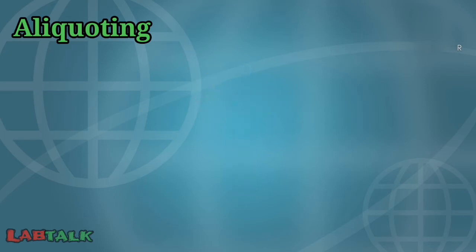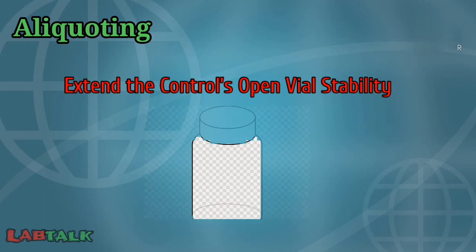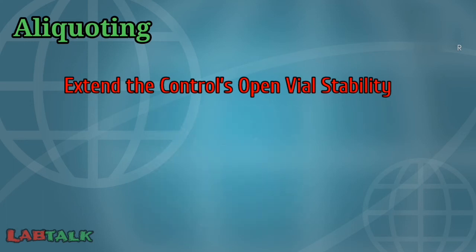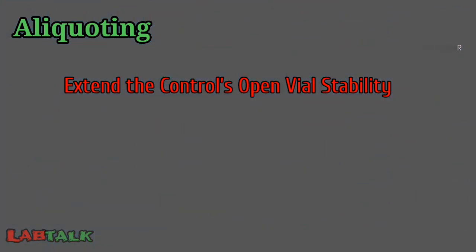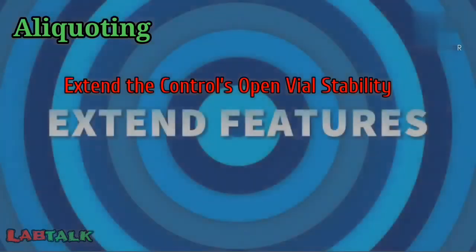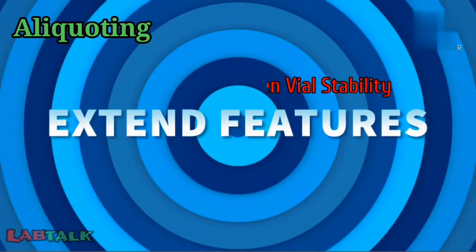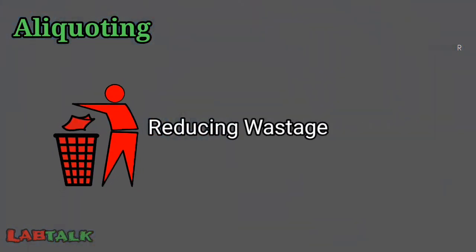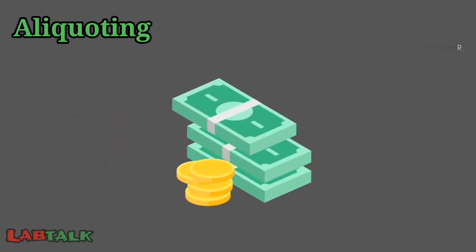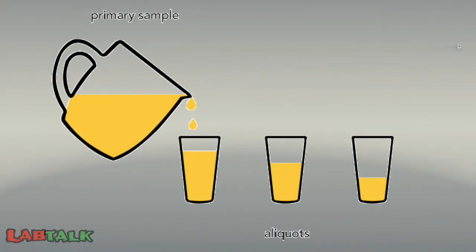Allocating QC material can extend the open vial stability of a lyophilized control according to the manufacturer's recommendation. By splitting your QC material into a number of tubes and freezing these, you can extend the working stability of the control, ultimately reducing wastage. The amount of money spent on unnecessary additional controls can be reduced by allocating QC material. Reconstituted QC material can be allocated into different small size vials.